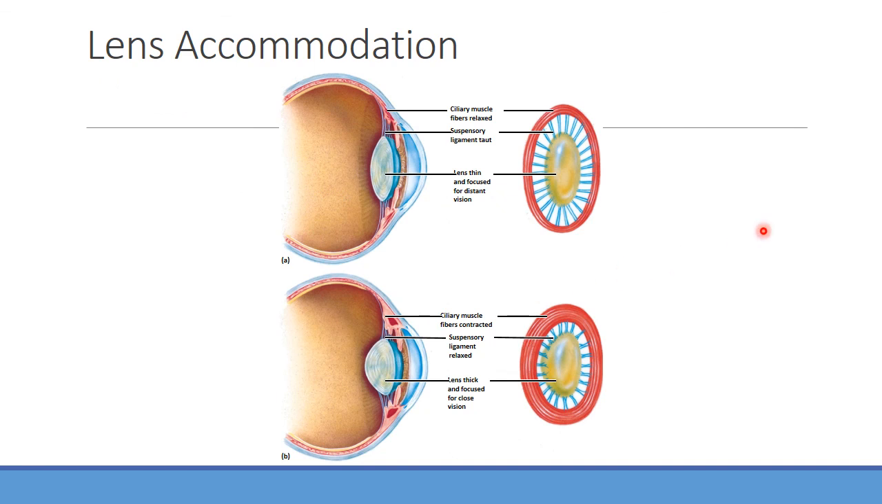Again, we want to constrict this. We're going to relax these muscles. So it's going to tighten up on those ligaments, and it's going to flatten out the disc.